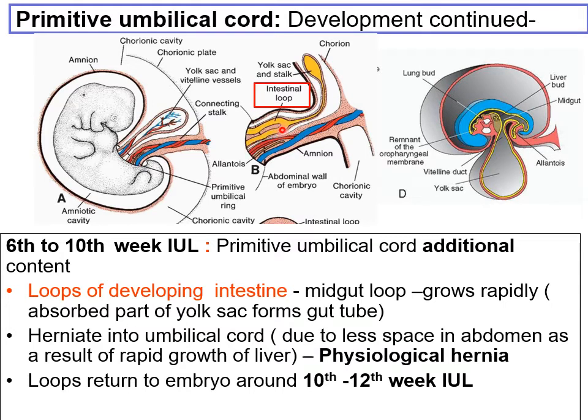This herniation of the intestinal loops into the primitive umbilical cord, or into the connecting stalk mesoderm, is known as physiological hernia because it occurs normally. And when does it occur? Between the 6th and 10th week. In the 6th week the loops start coming out, and by the 10th week they start going back in. The loops return to the embryo in this period, 10 to 12 weeks. Why? Because by then the whole embryo has grown so much that there is more space inside, so the loops go back inside.